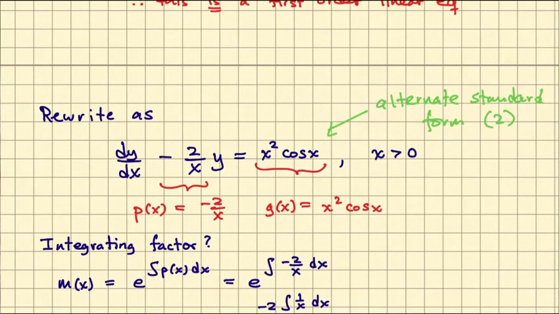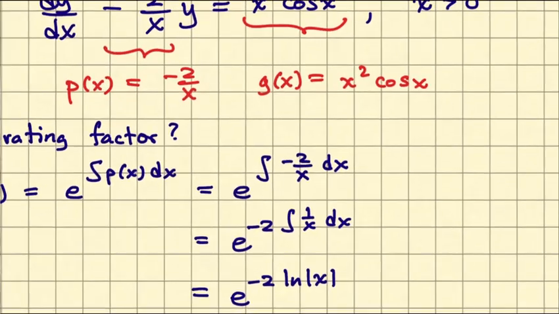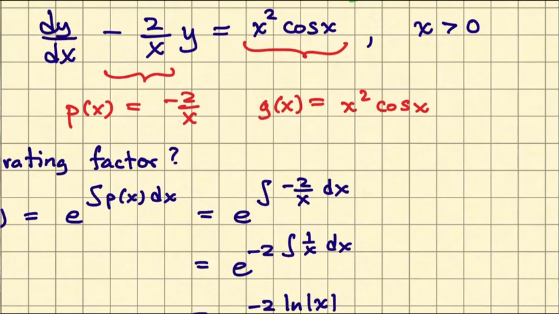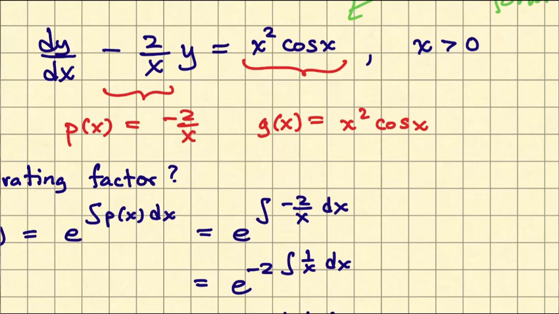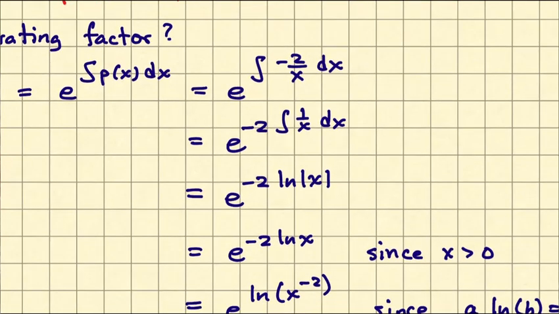So our integrating factor m of x is e to the integral of p of x dx. So that's e to the integral of minus 2 over x dx. You can just go off to the side and work this little integral if you want to. I just pull the minus out. The integral of 1 over x dx is the ln of the absolute value of x. Up here in the problem, they told us that x was positive. So since x is positive, I can drop the absolute values. When I do that, I just get an ln of x.